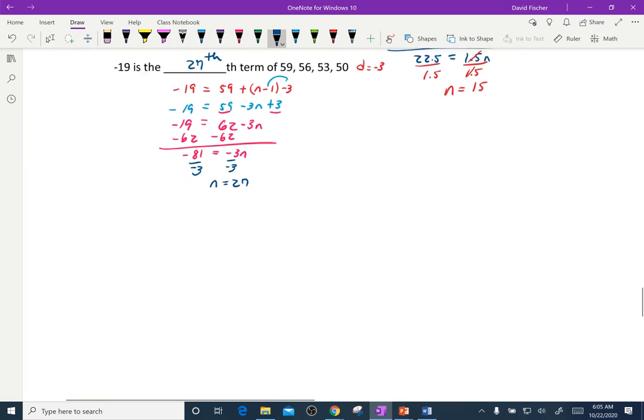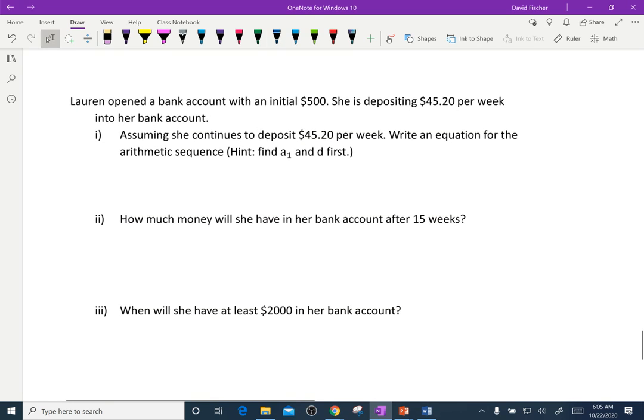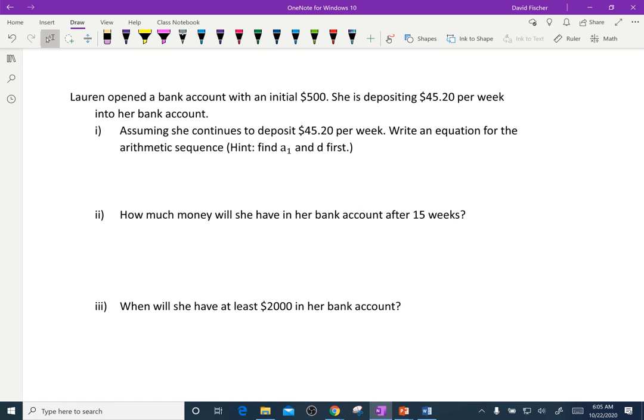All right, lots of math. All right, here's our real life example here. This girl, Lauren, opened a bank account with $500. She's depositing $45.20 every week into her bank, assuming she continues to deposit $45.20 every week. Write an equation for the arithmetic sequence. Hint, find A1. What's going to be our first number? Well, that's $500 because that's where she's starting. What's my difference going to be? Well, that's going to be the 45.20.